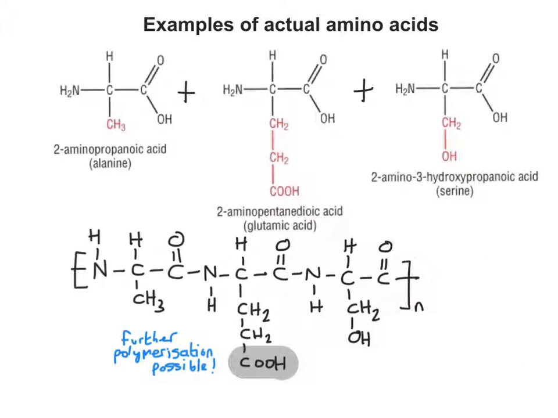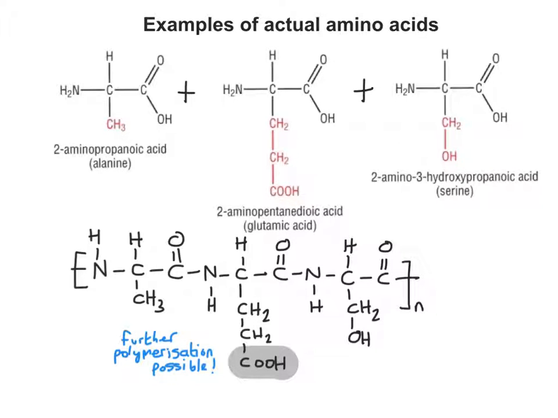So here we've got some examples of actual amino acids: alanine, glutamic acid and serine. These are examples that might be used and given to you in exam questions. They wouldn't expect you to memorize these structures, but they might provide you with them and expect you to work out what they're likely to do. So what I've done here is I've rejoined them in the same way that I'd taken apart a section of polypeptide in the last slide.